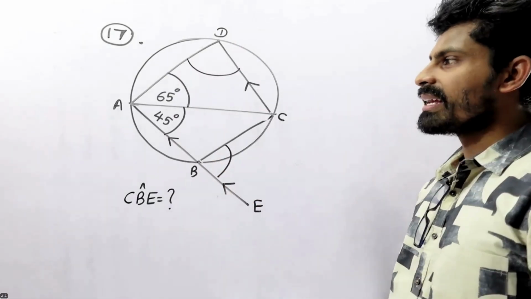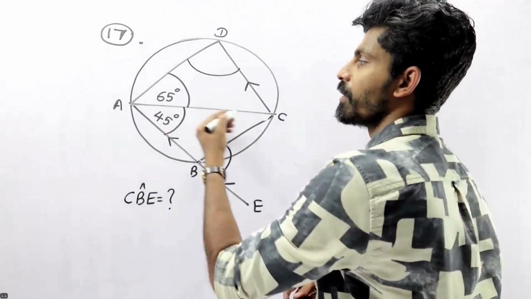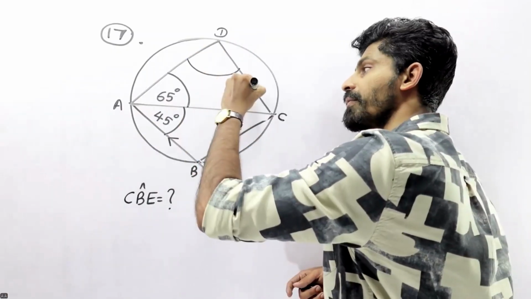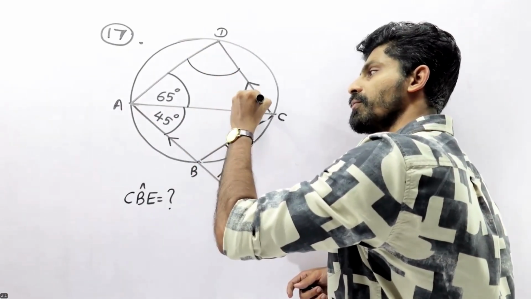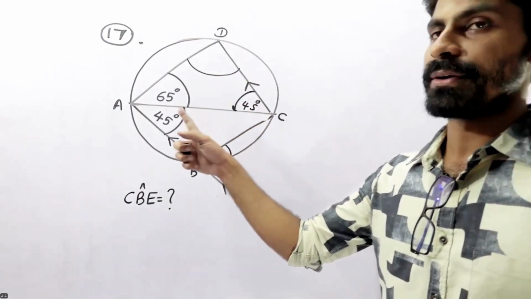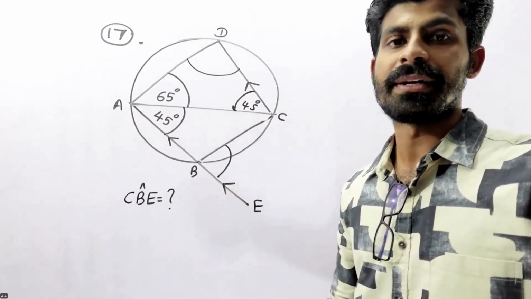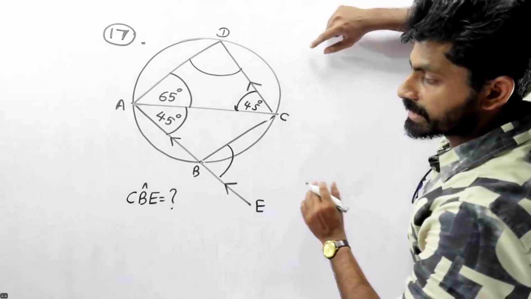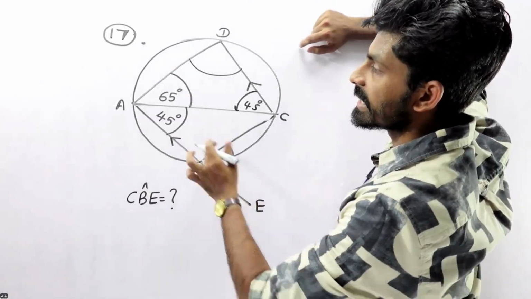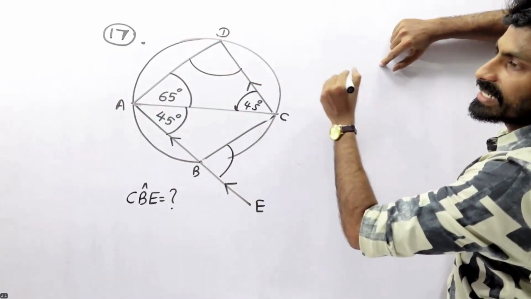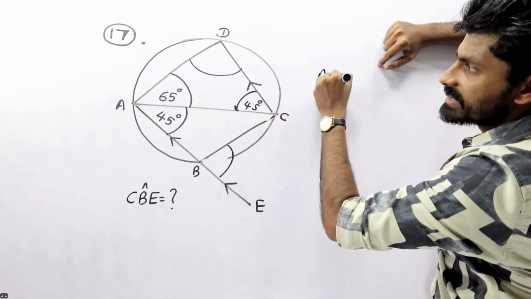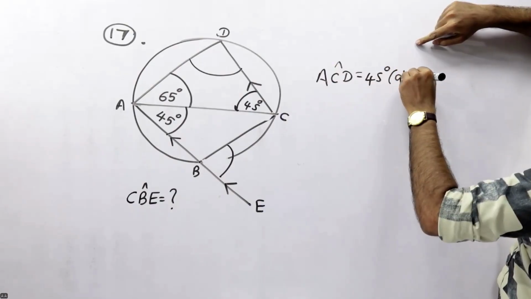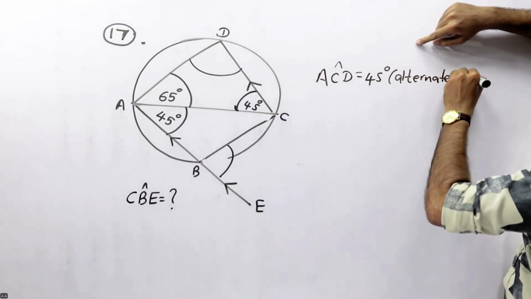Okay, look at this one. Alternate angles are there. So that means 45 means this one is also 45 degrees. 45, 45. So this one is also 45 degrees. So we can take ACD equals 45. Why? Alternate angles, right?